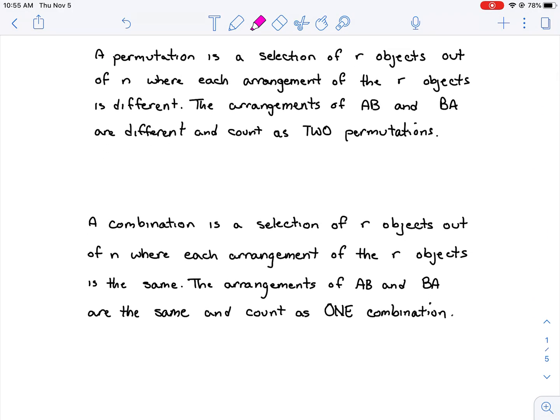To recap, a permutation is a selection of R objects out of N, where each arrangement of the R objects is different. The arrangements AB and BA are different and count as two permutations. You will sometimes hear the phrase, order is important, and that just implies that the arrangement AB does not equal the arrangement BA.